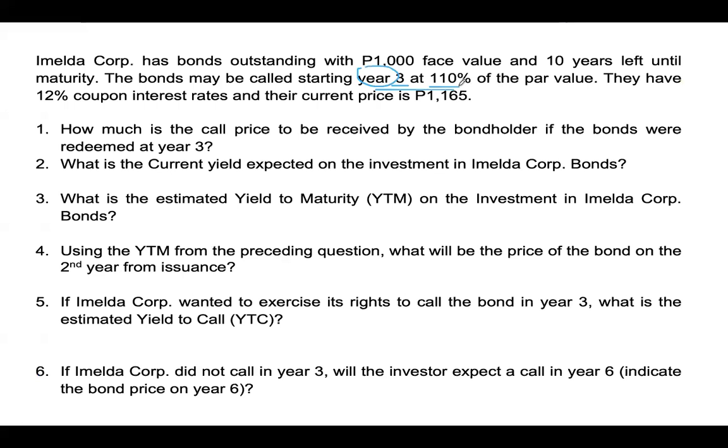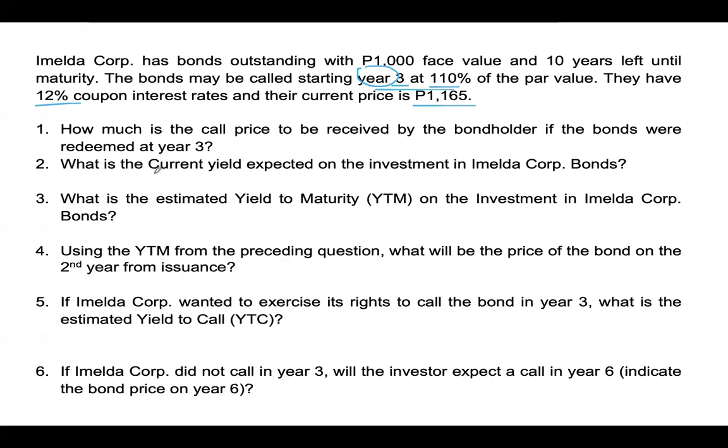They have a 12% coupon interest rate and their current price is 1,165. So nominal interest rate, 12% times 1,000, that's the coupon payment, 120. And the bond price is 1,165. How much is the call price to be received by the bondholder if the bonds were redeemed at year 3? Our answer is 1,100.